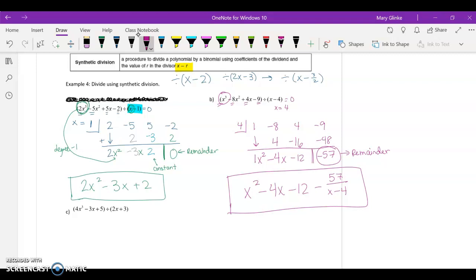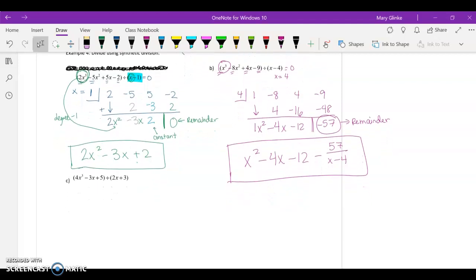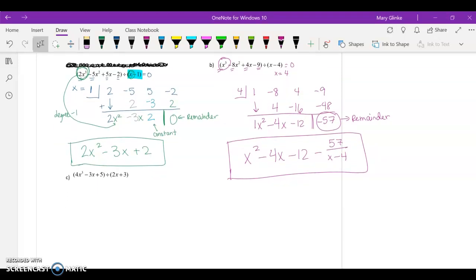Okay, so previously I had said when you divide, you have to divide by x minus a number or x plus a number. So looking at C, you'll notice that we're dividing by 2x plus 3. So what we have to do is fix this. We're going to divide our dividend by 2 and our divisor by 2. And you might be saying, well, wait a second, how can you just do that? If you have 6 divided by 4, you're allowed to divide both parts by 2 to reduce your fraction. So in essence, we are reducing this to make it work for synthetic division.